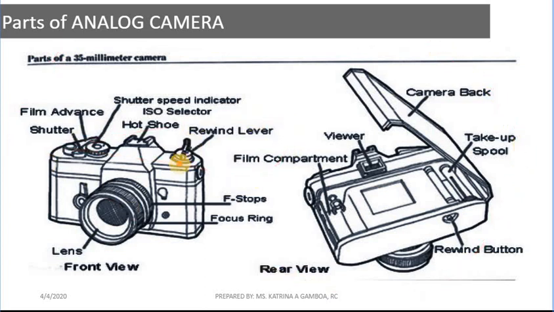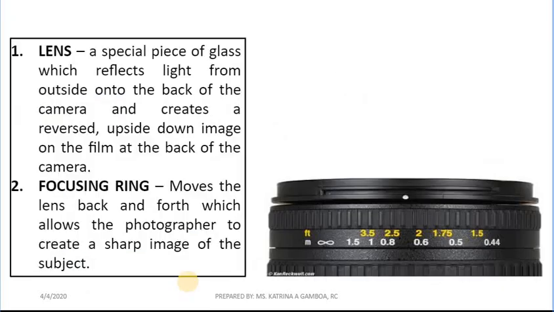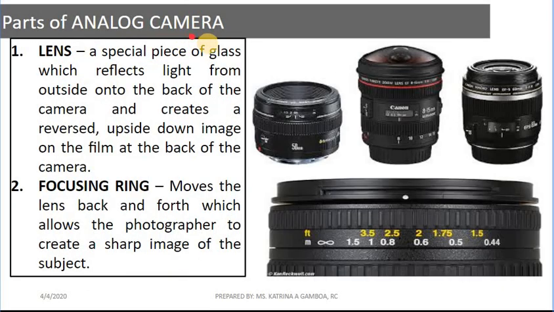So, halos pareho lang naman kasi sila ng ating DSLR. Ang pinagkaiba lang talaga is meron talaga tong film. That is why mas malaki siyang kung tutuusin. Tingnan natin. Let's go now with, ayan, the parts of the analog camera. First, we have this, the lens. Ayan. Again, saan nga located ang aperture? Inside the lens.